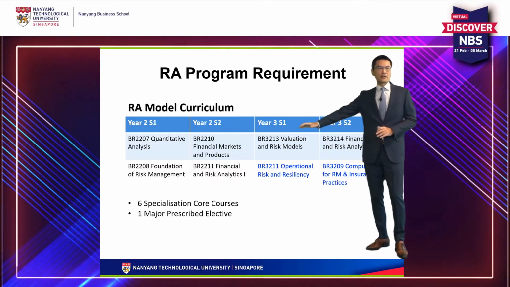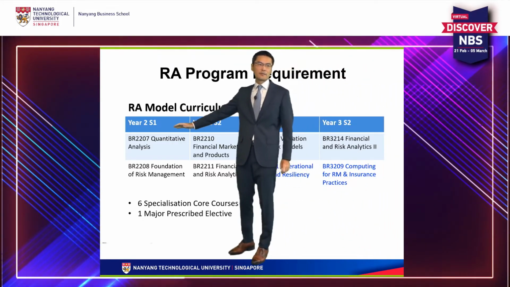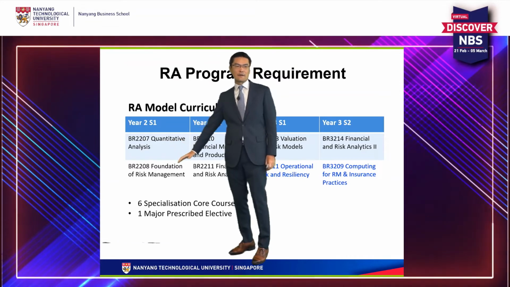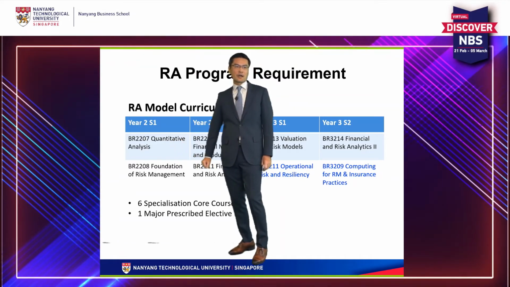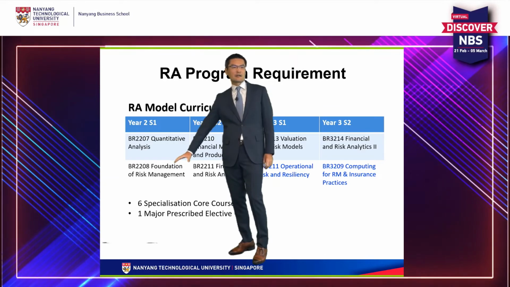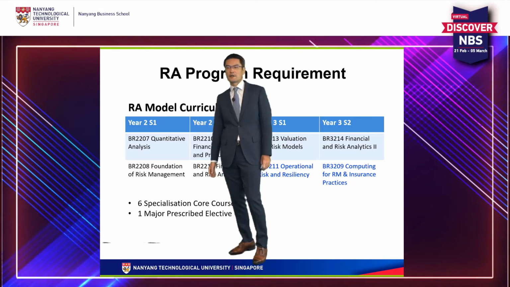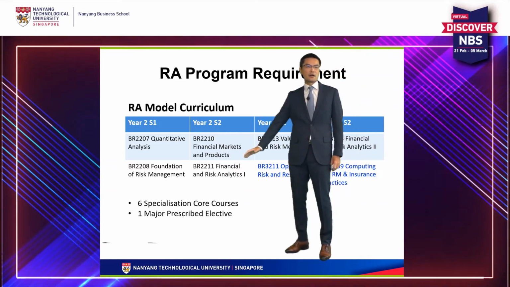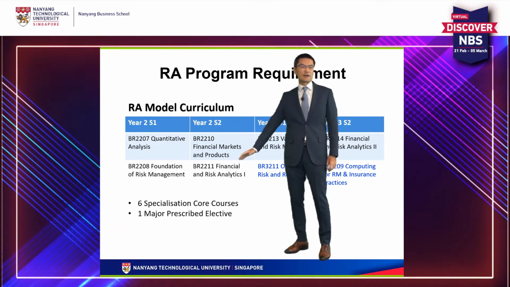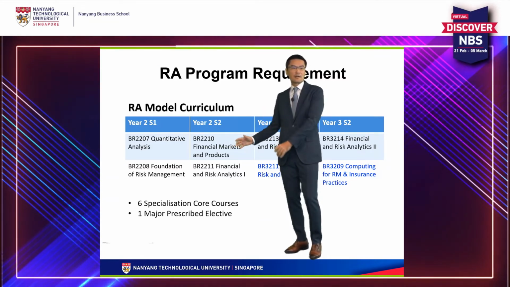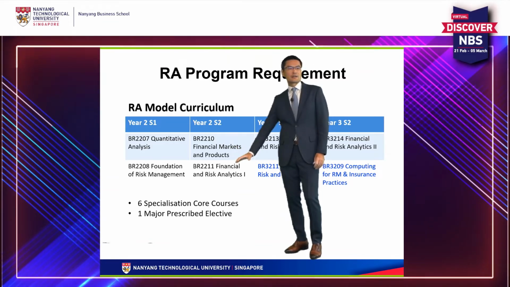Starting from year 2, Sem 1, there are 2 core courses, quantitative analysis and the foundation of risk management. I'm not the instructor of this foundation of risk management. So if you choose risk analytics, I will see you in the second year, semester 1 in this subject. And in Sem 2, you are requested to take these 2 modules: financial market products, which is more related to financial risk management, like derivatives, and the second one is the first course of analytics, analytics 1.